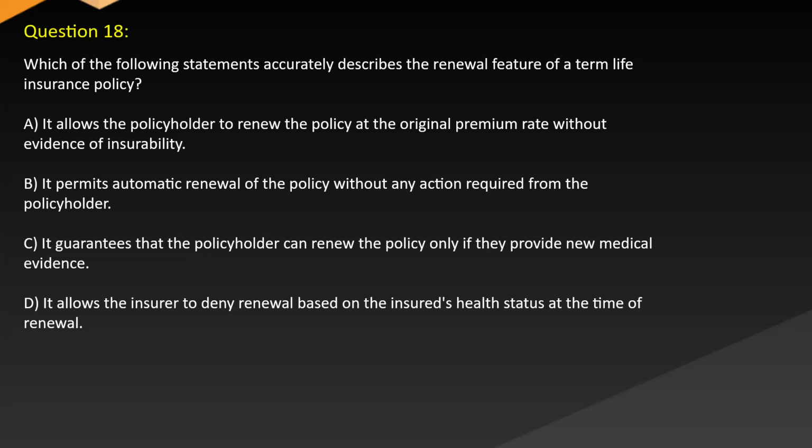Question 18. Which of the following statements accurately describes the renewal feature of a term life insurance policy? A. It allows the policyholder to renew the policy at the original premium rate without evidence of insurability. B. It permits automatic renewal of the policy without any action required from the policyholder. C. It guarantees that the policyholder can renew the policy only if they provide new medical evidence. D. It allows the insurer to deny renewal based on the insured's health status at the time of renewal.